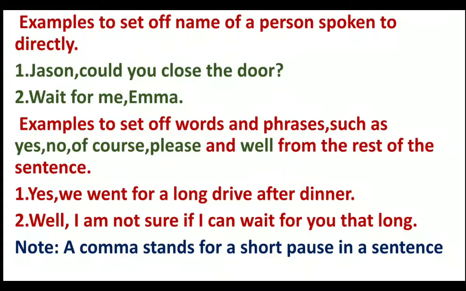Examples to set off the name of a person spoken to directly. Jason, there's a comma here. Jason, could you close the door? Wait for me, Emma.